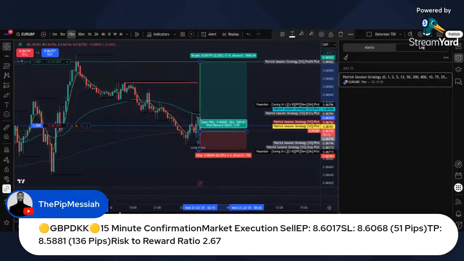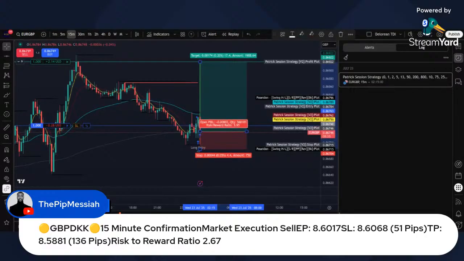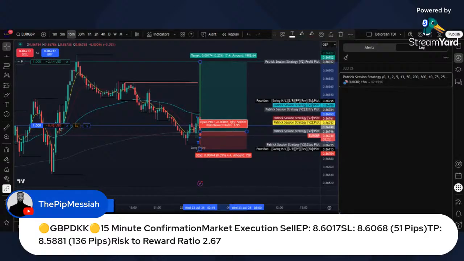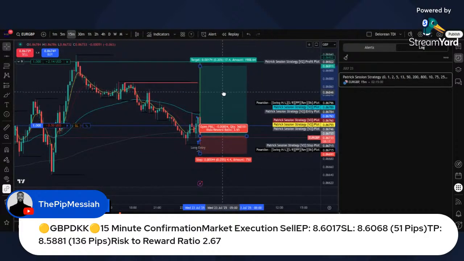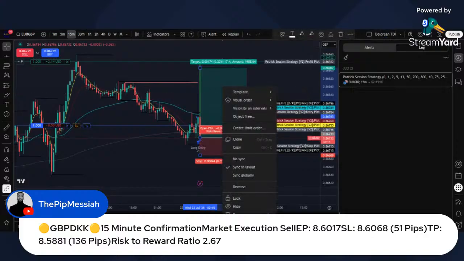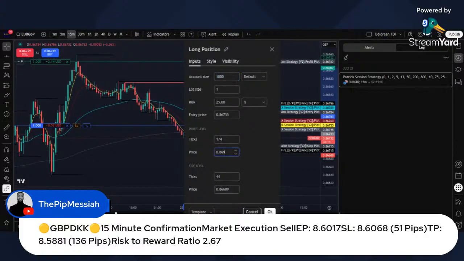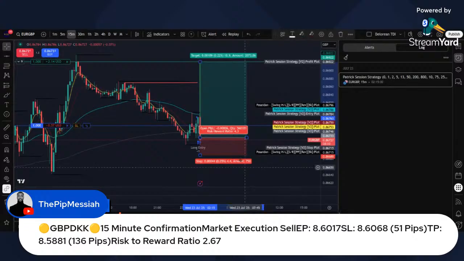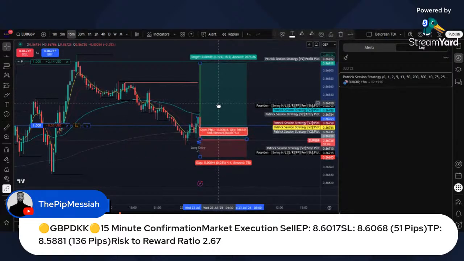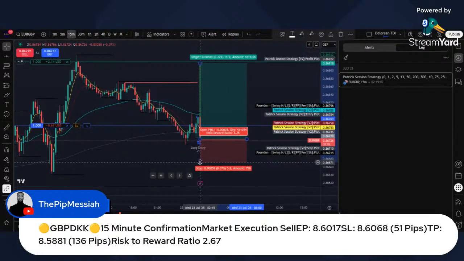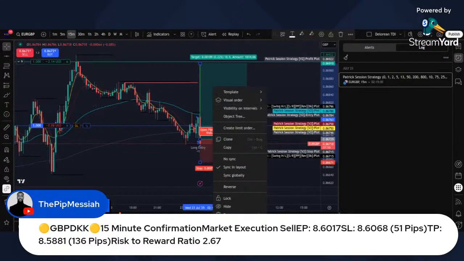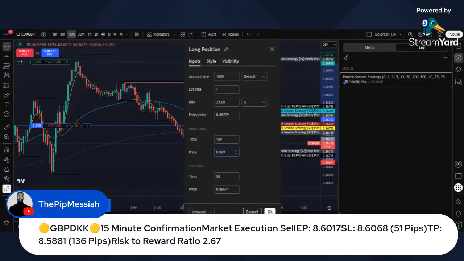Take profit is 0.86922. That's going to be for 17 pips. Stop loss is going to be 0.8704. As a matter of fact, it just gave us more space. So since we have not officially entered the trade yet, let's go ahead and grab that and give ourselves some extra wiggle room. 0.86922.